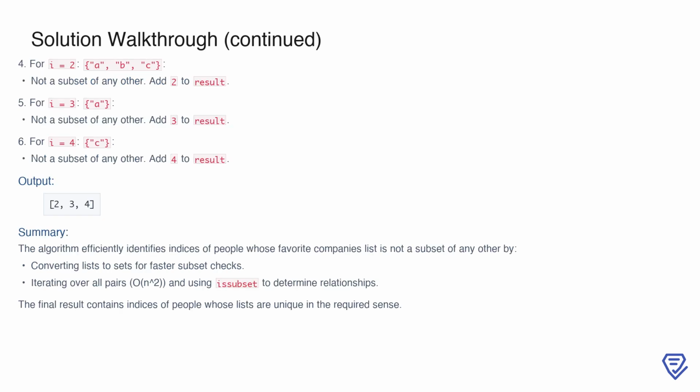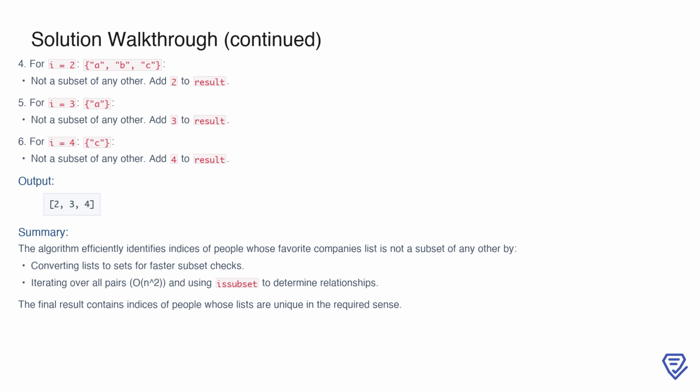Next, for I equals 2, the set A, B, C is not a subset of any other set, so index 2 is added to the result. For I equals 3, the set A is also unique and not a subset of any other, so index 3 is added. Finally, for I equals 4, the set C is similarly unique, so index 4 is added to the result. The output for this example is 2, 3, 4.